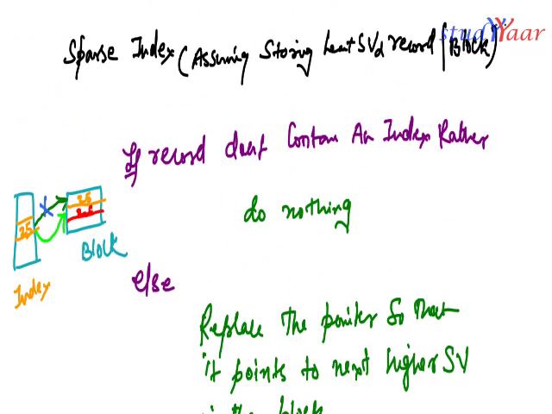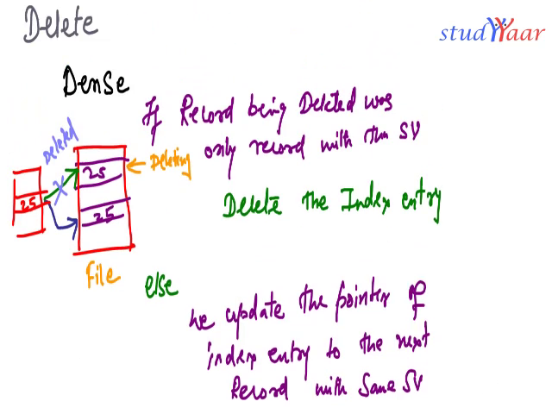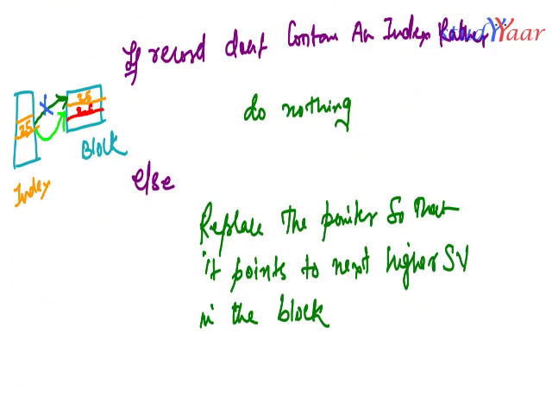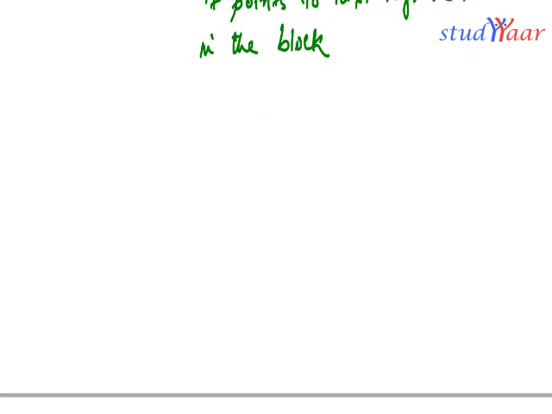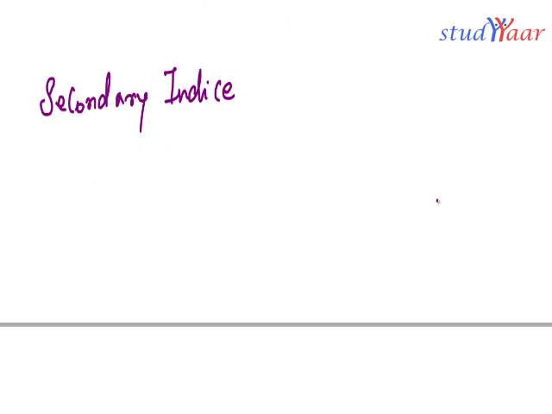So we've covered deletion in sparse as well as dense index. Let's now take a look at secondary indices. We've already touched upon it in the introduction part. We'll just elaborate a bit further on this.